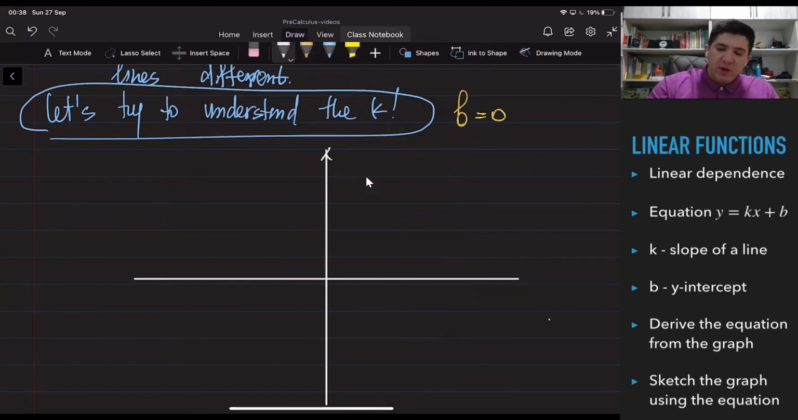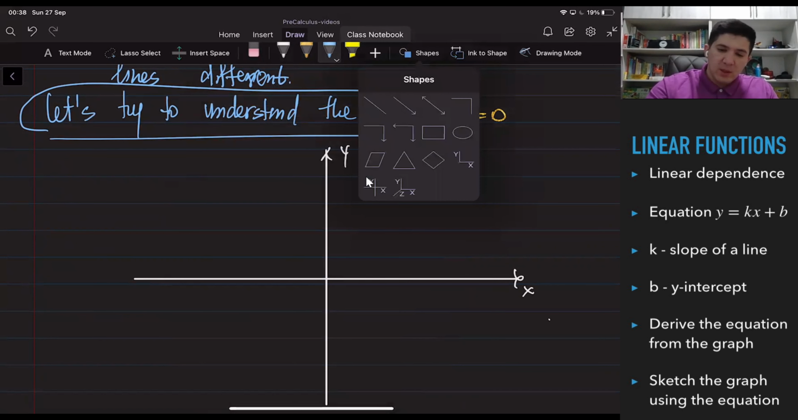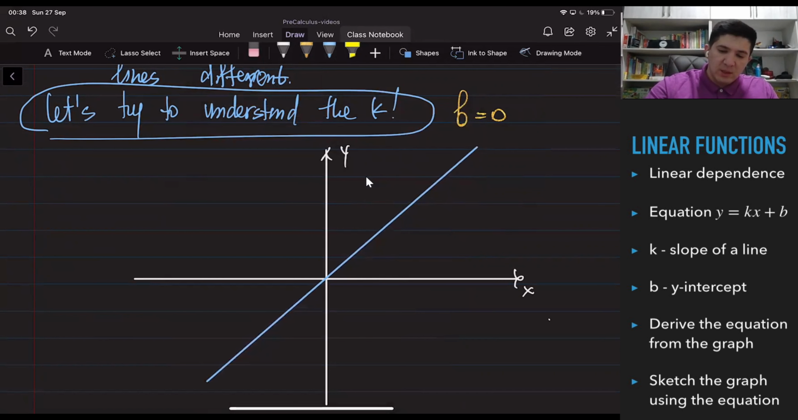Okay. So the first line which I would like to draw is simply y is equal to x. So this is the y is equal to x line. You see here that the b is equal to 0, and the k is equal to 1. If I draw another line, for example, y is equal to 2x, then the shape of the line would be like this. So this is y is equal to 2x.